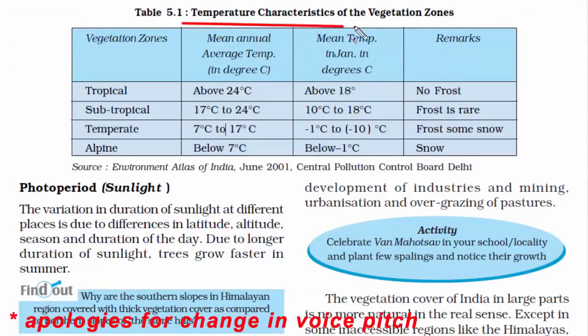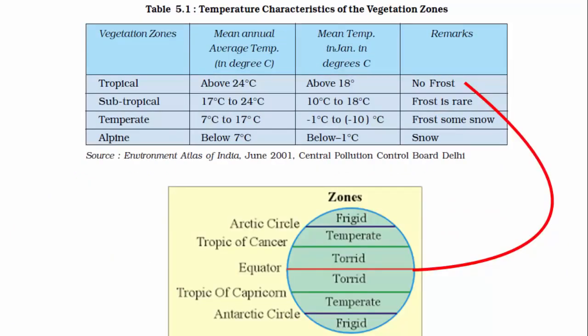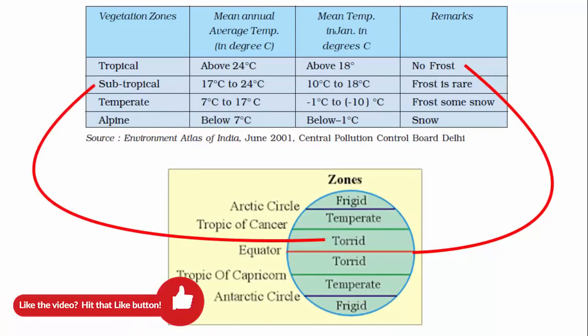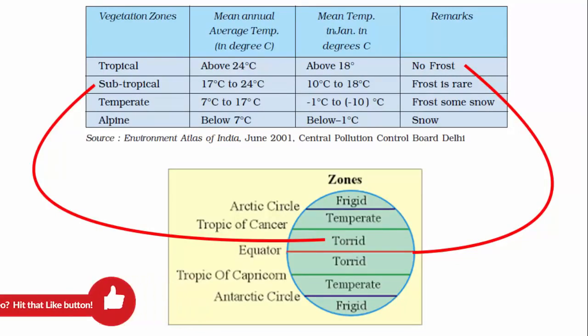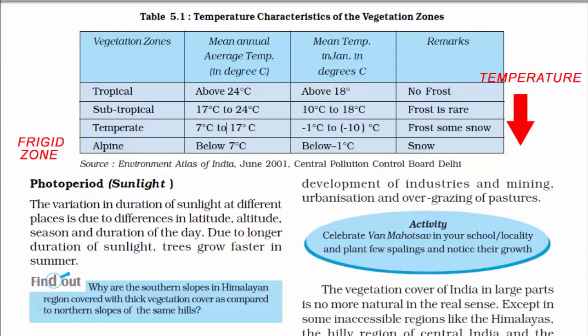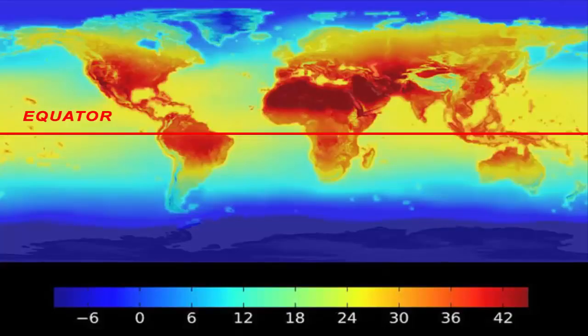So in this box, you can see the temperature characteristics of the vegetation zones. If you look at the picture below, this is how the earth is divided in terms of zones. In the middle you have the equator, and the region between the Tropic of Cancer and Tropic of Capricorn is called the torrid zone, or you can also call it the subtropical zone. Above that you have the temperate zone, and at the end we have the frigid zone. With the above table you can see as we go down from top, that is from tropical to alpine region, so alpine is nothing but frigid zone, the temperature decreases. In other words, as we move away from the equator, both in the northern and the southern hemisphere, the temperature decreases.